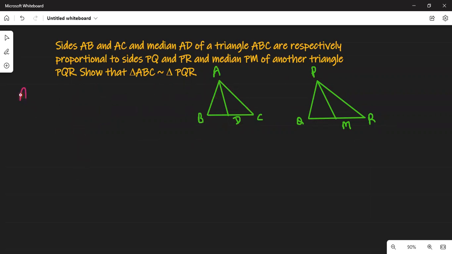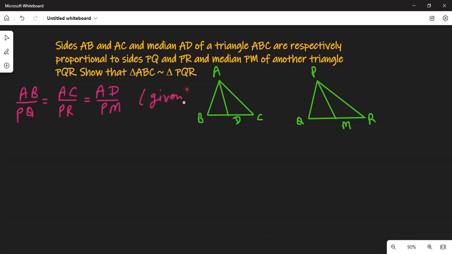Let's write the given thing first. It says AB, AC, and median AD of triangle ABC are proportional to PQ, PR, and PM of triangle PQR. So they are proportional. Sides are proportional means this ratio is equal, and this is given.